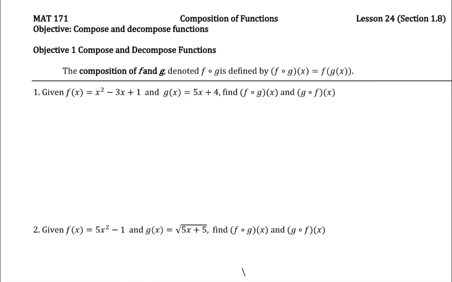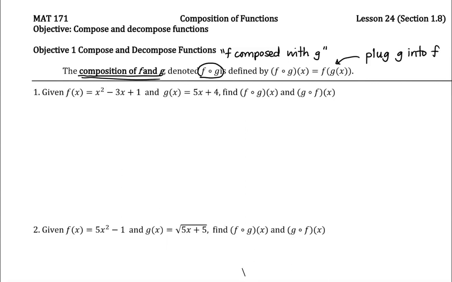In this lesson, we are going to be looking at composing and decomposing functions. By definition, the composition of f and g is written as f composed of g. That little circle right there means composed of. And what that means is that we take the function g and we plug it into f.